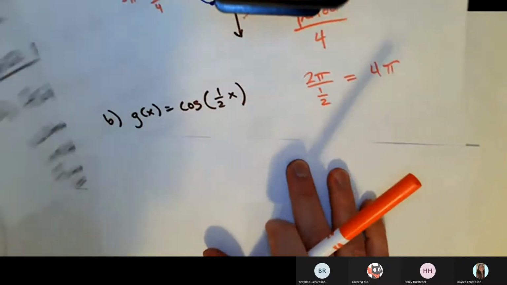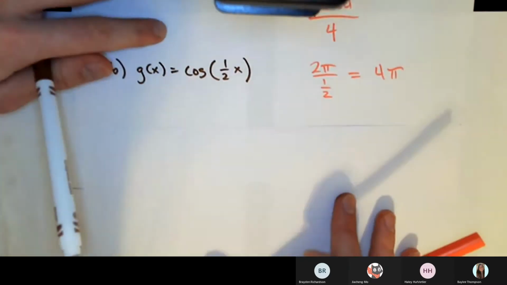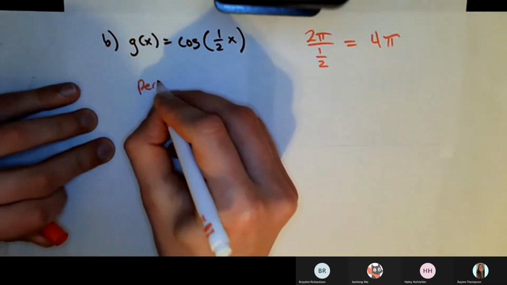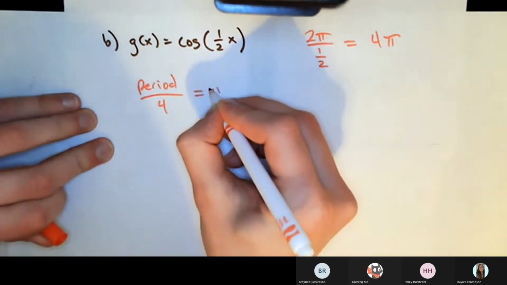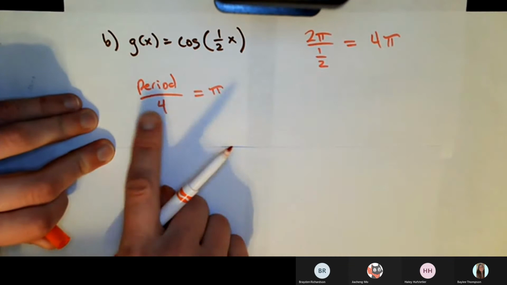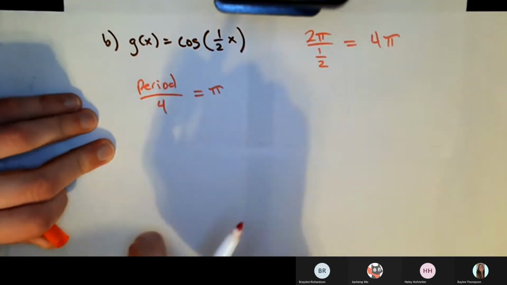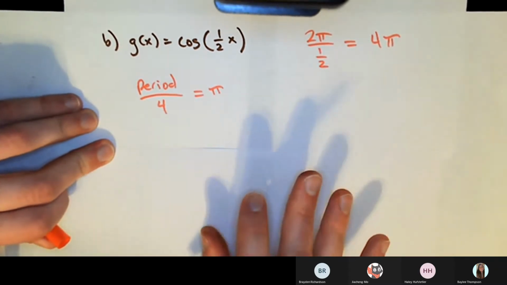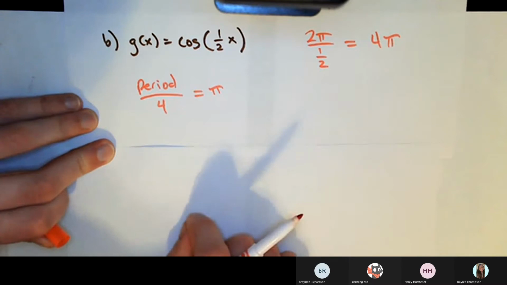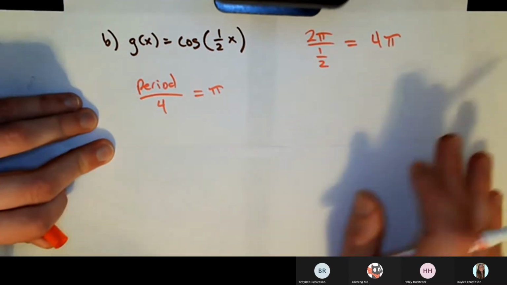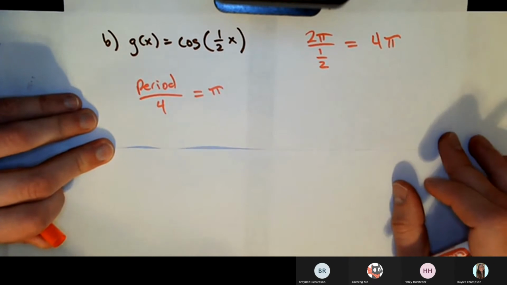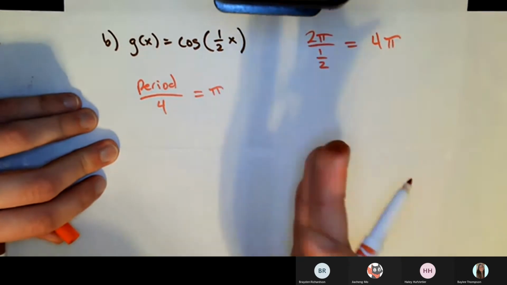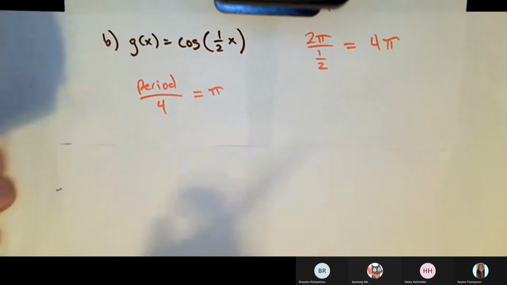Okay, so in my graph, I'll go to a new page here. I'm going to take my period over 4 to figure out what I should be counting by. Why am I dividing by 4? Because it hits 4 extreme values. It goes 1, 0, negative 1, 0, 1, right? So those are 4 values beyond 0, well, I guess 5 with the first one, that I need at the bare minimum to help me graph sine and cosine functions. So this is what I'm going to be counting by. These are where my little tick marks are going to be, in intervals of pi.